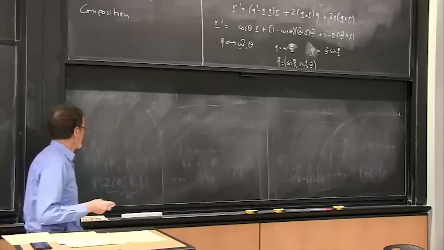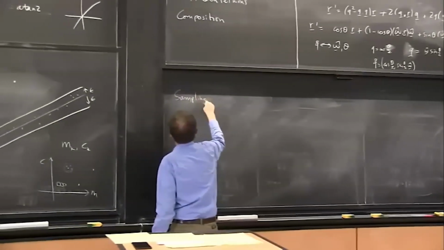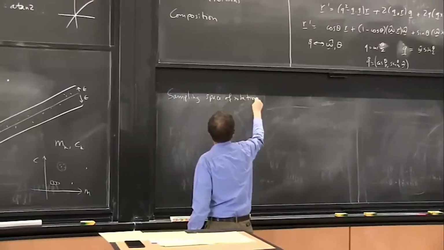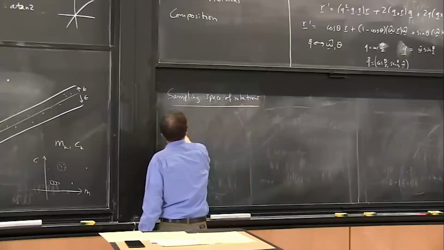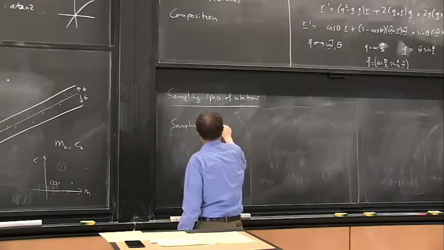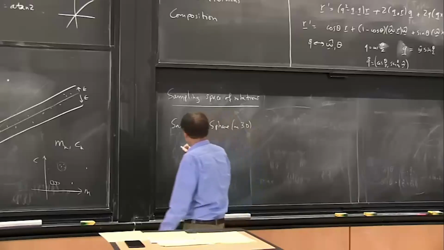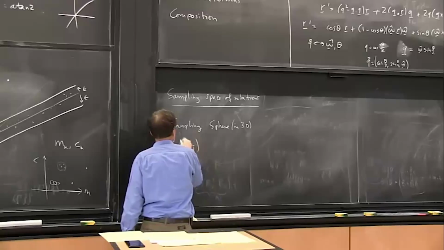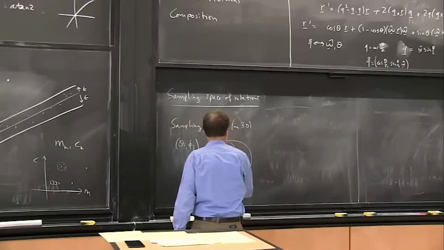And how do you do this? So since we're talking about this, let me first look at sampling a sphere in 3D. So one way we can do it is to use some sort of discretization of latitude and longitude.